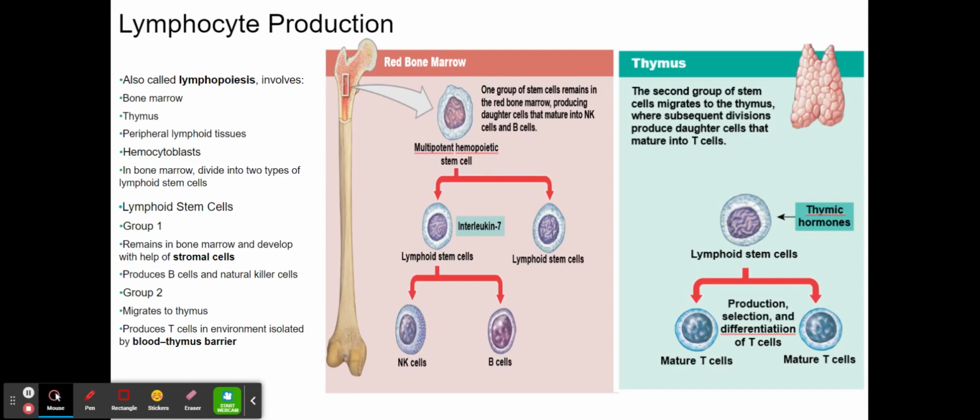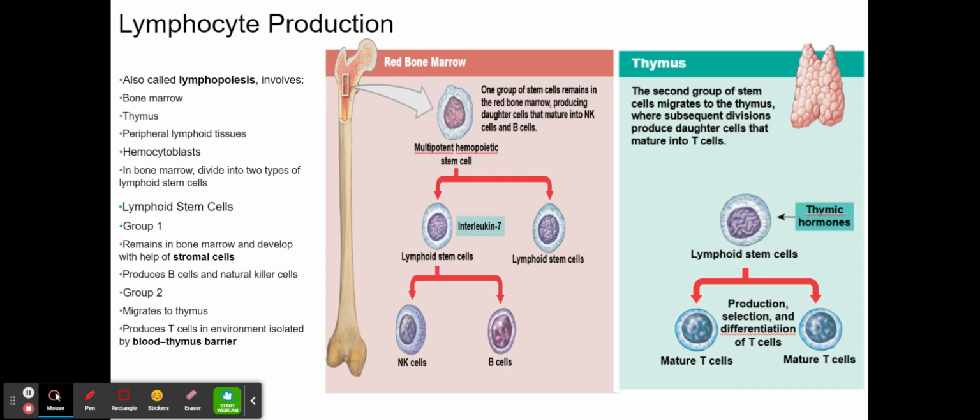Hemocytoblasts divide in the bone marrow of adults to generate the lymphoid stem cells that produce all types of lymphocytes. The red bone marrow produces two distinct populations of lymphoid stem cells. One group remains in the red bone marrow, and the other group migrates to the thymus. Lymphoid stem cells in the red bone marrow divide to produce immature B cells and NK cells. B cell development involves intimate contact with large stromal cells in the red bone marrow. The cytoplasmic extensions of stromal cells contact or even wrap around the developing B cells.